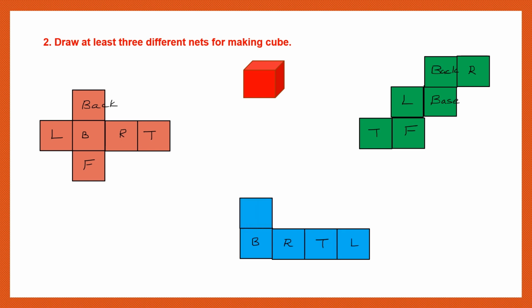Then here we have the back. This will become the back and this will become the front. So these are the three different nets for making a cube. Remember, there are 11 different nets to make a cube. We have just drawn 3.